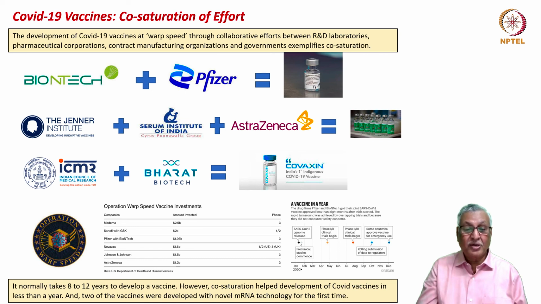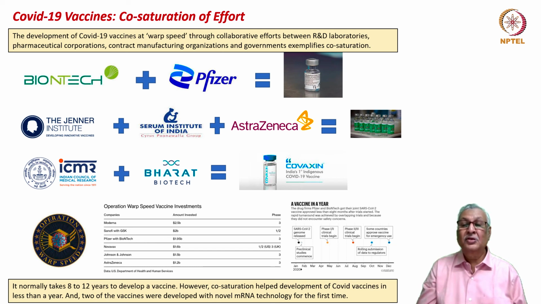The government of the United States of America pledged as much as $8 billion to speed up vaccine development for COVID-19. Moderna got $2.5 billion. Sanofi with GSK got $2 billion. Pfizer with BioNTech was offered $1.95 billion, but it decided to do things on its own. Novavax got $1.6 billion. Johnson & Johnson $1.5 billion. AstraZeneca $1.2 billion. As a result of this, we had vaccines within 10 months of the start of the program in each case.